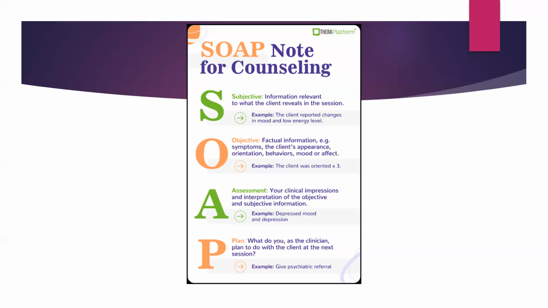A stands for the assessment, your clinical impression and interpretation of the objective and subjective information. Example, depressed mood and depression. P stands for the plan: what you, as a clinician, plan to do with the client, the plan of care, the next session, give a psychiatric referral.